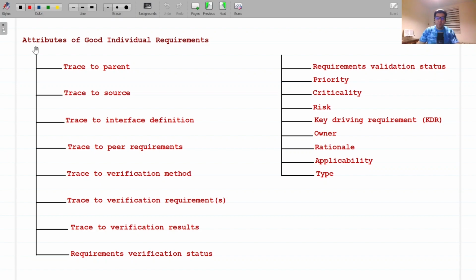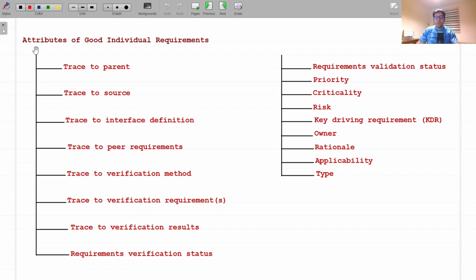Trace to verification requirements. The verification method for each requirement simply states the planned method of verification, like inspection, demonstration, test, analysis, simulation. In addition to stating the verification method, some organizations write a set of verification requirements in addition to the system requirements. This is beneficial as it forces the systems engineer to consider how each requirement is to be verified, and in doing so helps identify and remove requirements that are not verifiable.